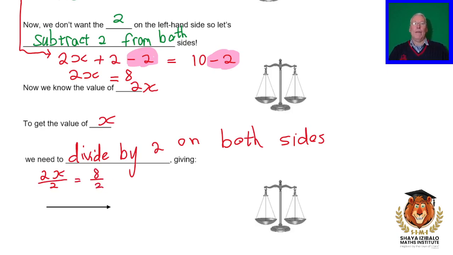There it is. We're dividing by 2 on both sides. And by doing the same thing to both sides, we are keeping it balanced. Now this 2 and this 2 divide out, leaving us just with x. And this 8 divided by 2 comes to 4. There's our answer.